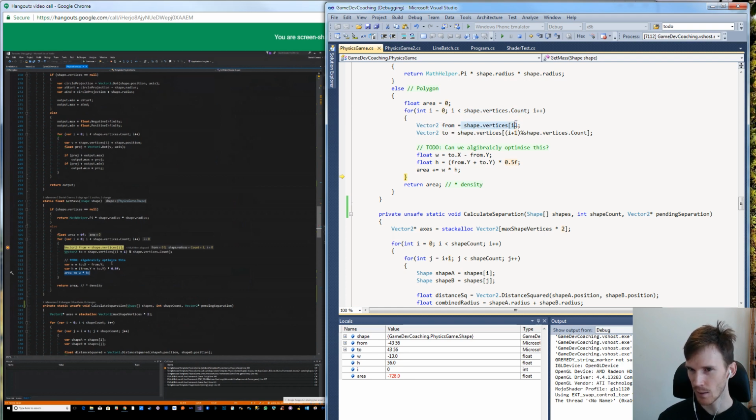So from is this one, to is this one. Is this going to get the subsequent vertices? Is it going to do the loop around properly? And I'll just tell you straight up, yes, it is. So we looked at these two and we're absolutely sure that's correct. Let's look at this, and this is probably where the error is, because this is where we're doing some actual maths. So then we just stare at that really hard.